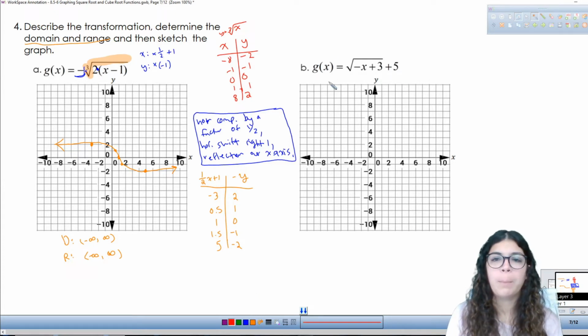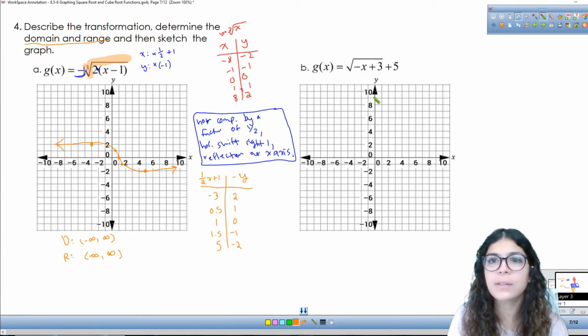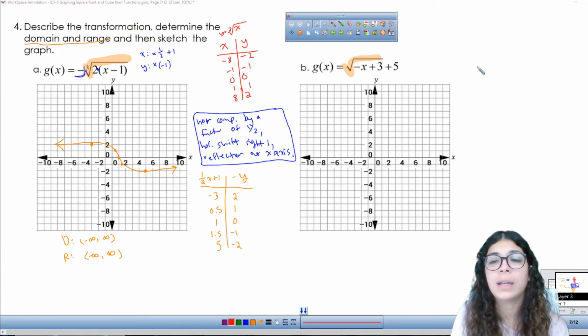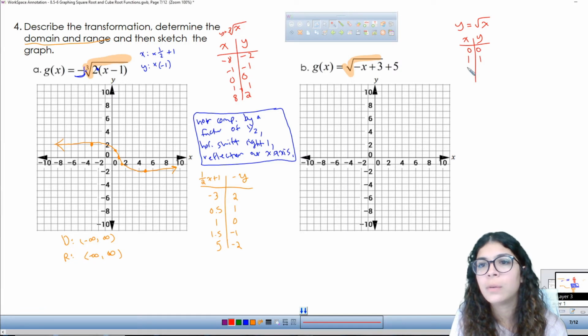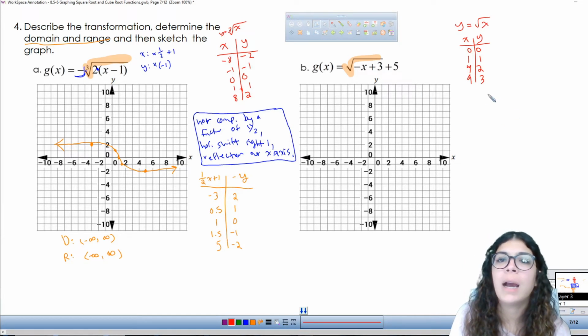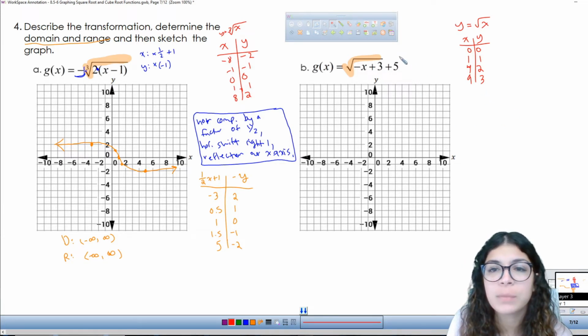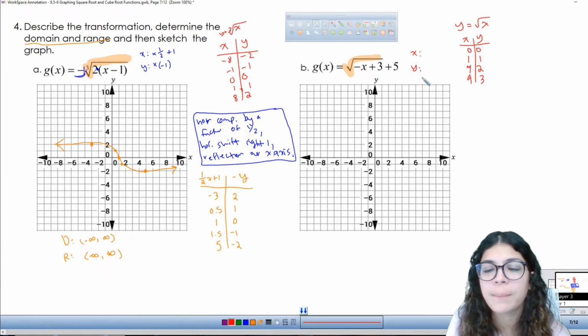Okay, part B. Looking at this function, this is the square root function. So we will use the key points for the square root function, y equals the square root of x. So those key points are 0, 0, 1, 1, 4, 2, 9, 3. Okay, now what's happening, right? Describe what's happening to x, what's happening to y.